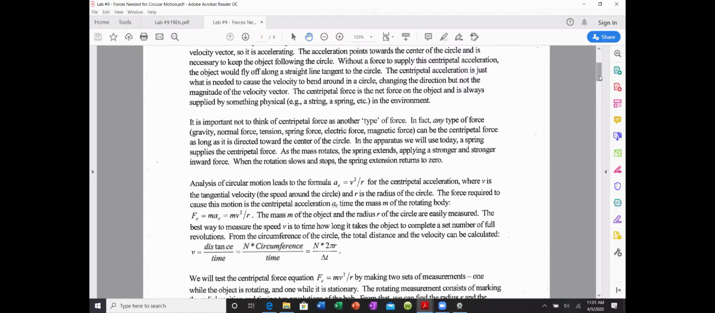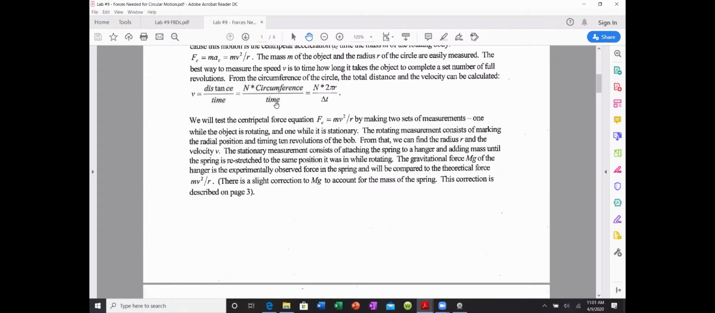And separate of that, we have to somehow determine the force independent of watching the circular motion. So we will test the centripetal force equation, mv squared over r, by making two sets of measurements, one while the object is rotating and one while the object is stationary. The rotating measurements help us calculate mv squared over r. The stationary measurements give us an independent check on the force calculation. The rotating measurement consists of marking the radial position and timing 10 revolutions of the bob. From that, we have the radius r and the velocity.